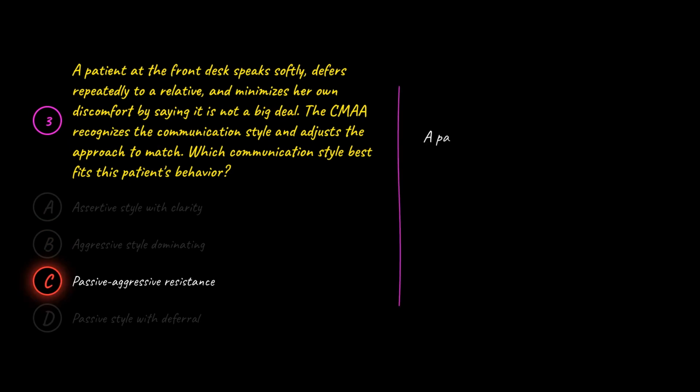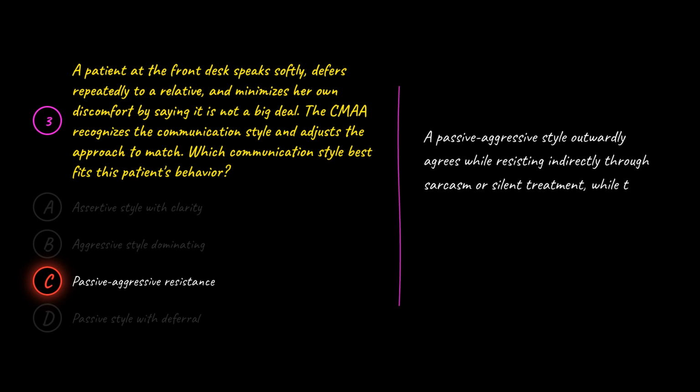C is wrong because a passive-aggressive style outwardly agrees while resisting indirectly through sarcasm or silent treatment, while this patient is openly minimizing her own concerns rather than masking quiet resistance to anything.